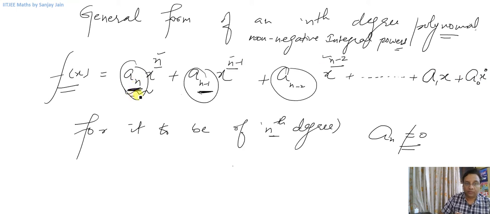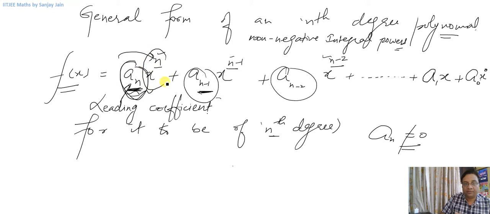So these are coefficients, but this coefficient here has got a special name, that is leading coefficient. Why? Because it is with the highest power of x. Highest power of x here is n, so it is the coefficient of x raised to power n here. That is why it is the leading coefficient.